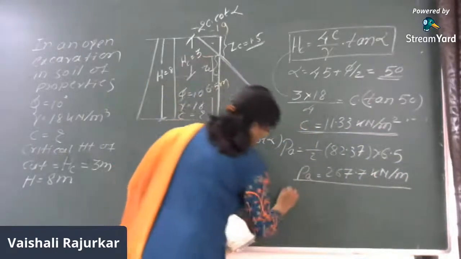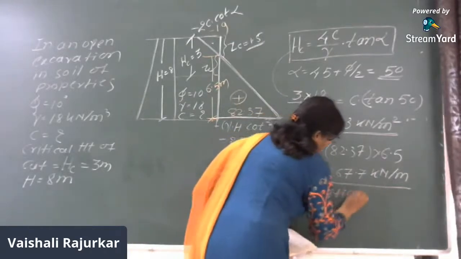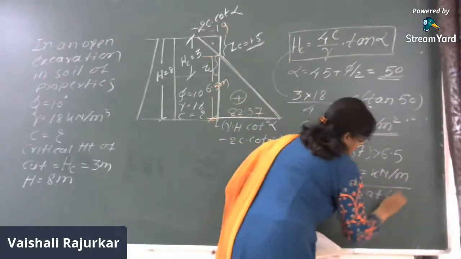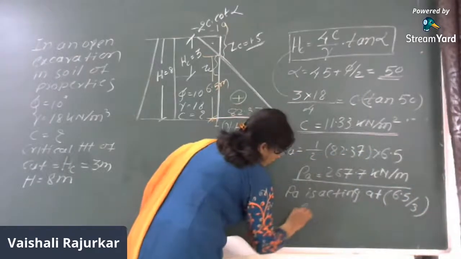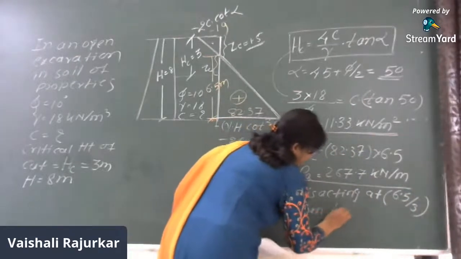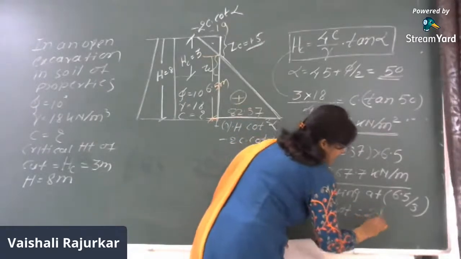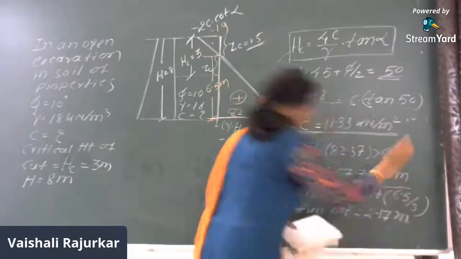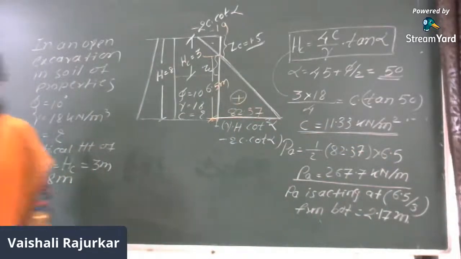And this PA is acting at 6.5 by 3 distance from bottom. And so it is found to be 2.17 meters. So this is the simple numerical that we have discussed.